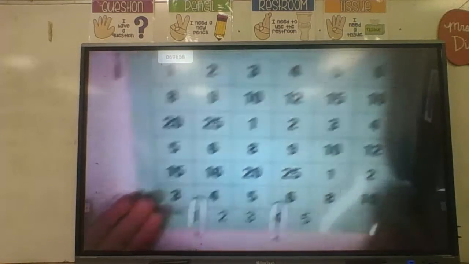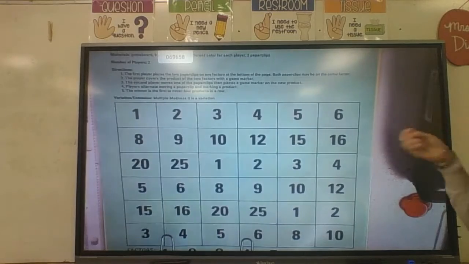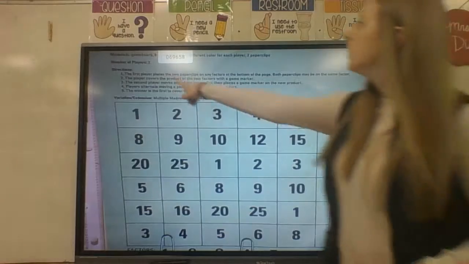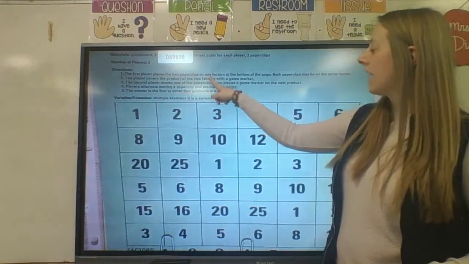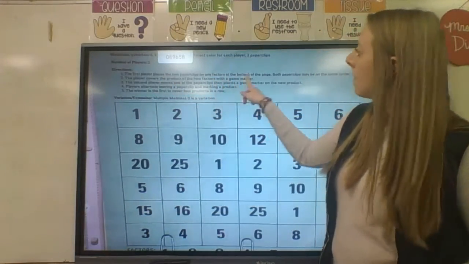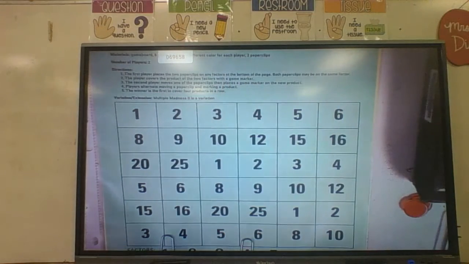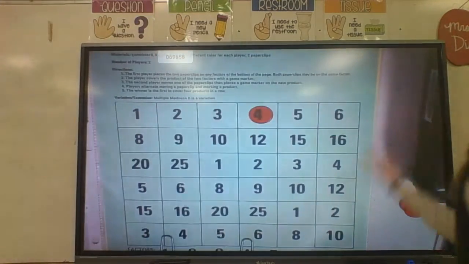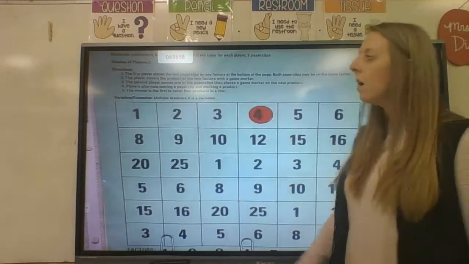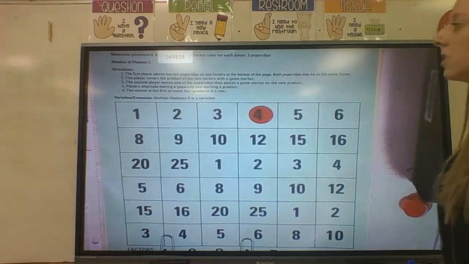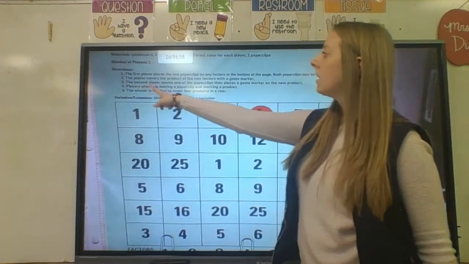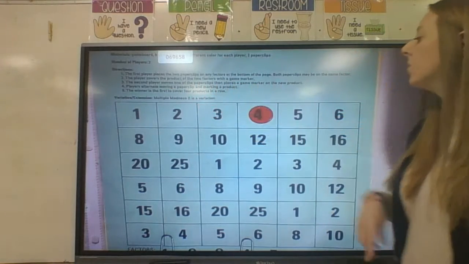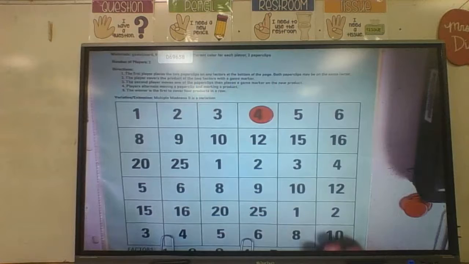So then what I do, I would take my counter. I'm going to be red. So player number 1 is going to be red. And it says that you cover the product of the 2 factors with a game marker. So when I multiply them together, I got 4. So I'm going to cover up the 4 right there. That's how you do it with player 1. Now it's the second player's turn. Number 3 says the second player moves one of the paper clips, then places a game marker on the new product. So player 2, now we're going to pretend I'm player 2.